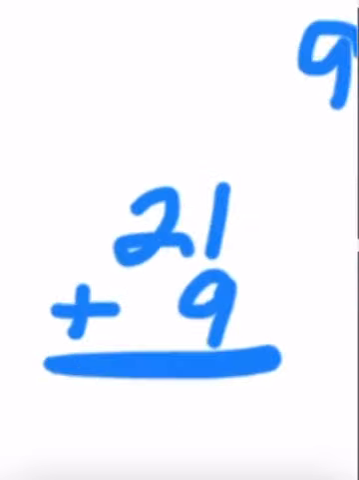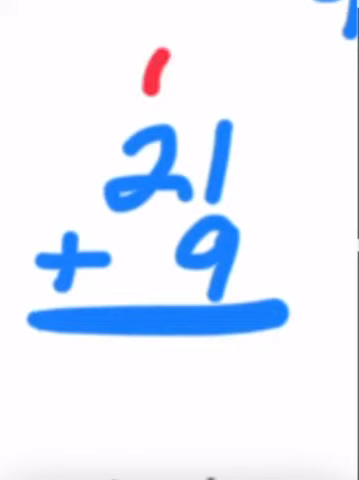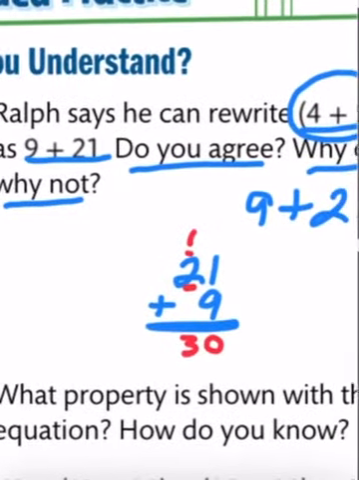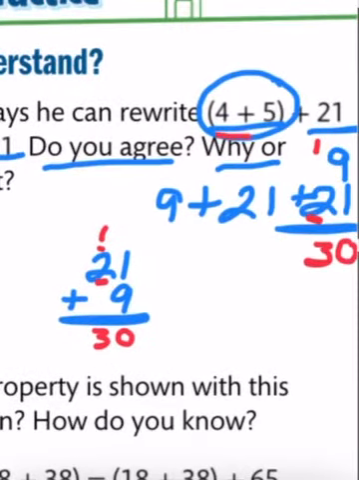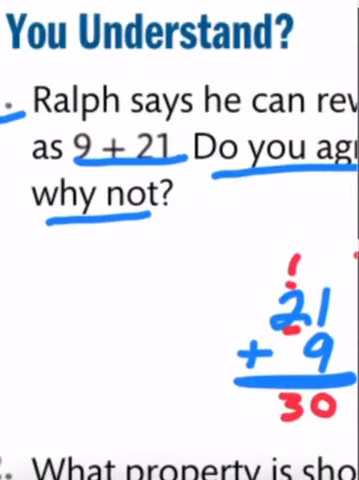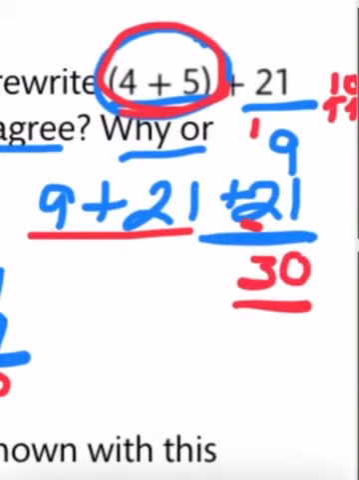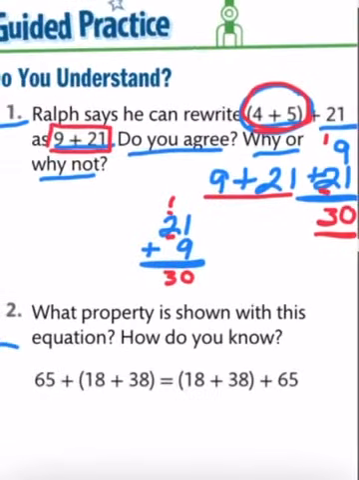Or, over here, 1 plus 9 is 10. 1 ten, 0 ones. Add my tens column, 2 tens plus 1 ten is 3 tens. I still get 30. So, when I use the associative property and write 9 plus 21, it equals 30. If we look at Ralph's addition problem, 9 plus 21, that's actually what we ended up solving. So, he is correct. I agree.